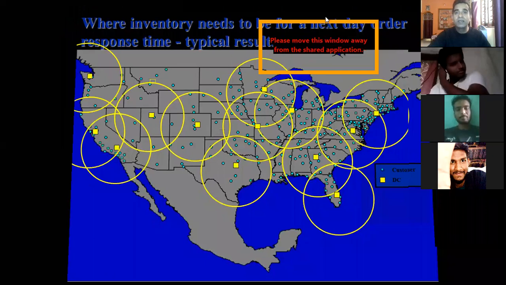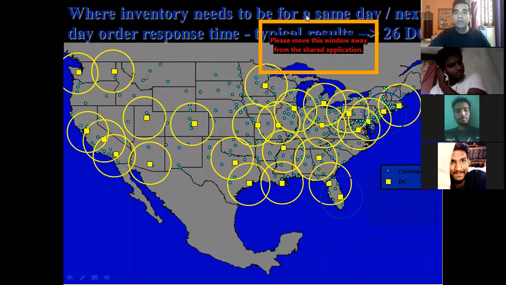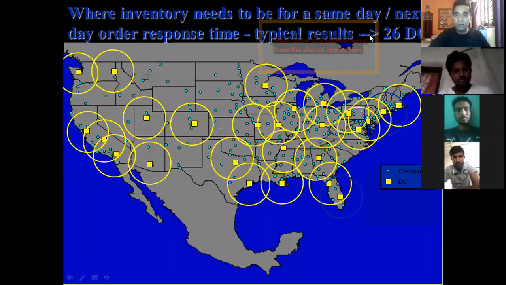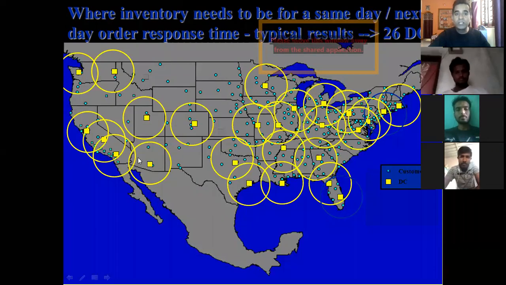And similarly, if the company wants to deliver the orders within the same day, or next day, that is within 24 hours, it should have 26 distribution centers, and you can see the location of each distribution center on the North American map.